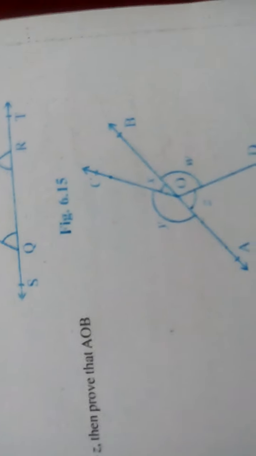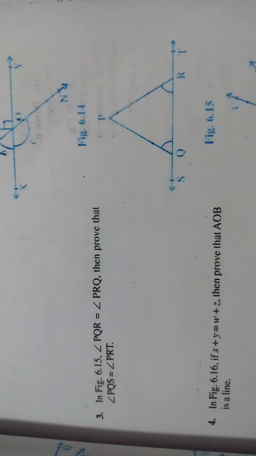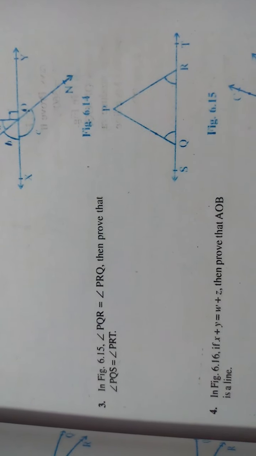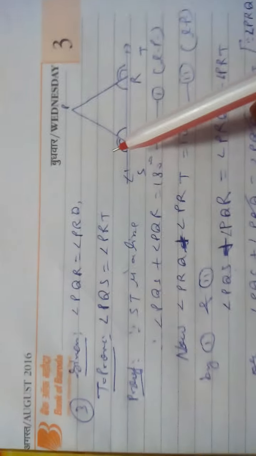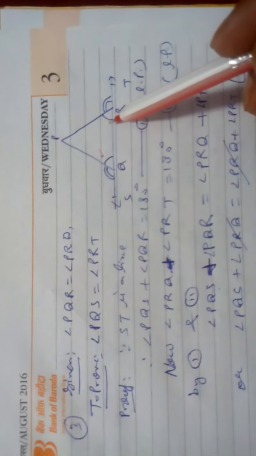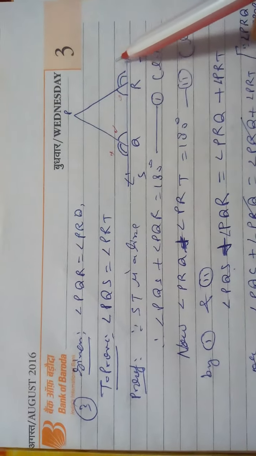Third question is given. In the figure, angle PQR is equal to angle PRQ. Prove that angle PQS is equal to angle PRT. This is the third question. Angle PQR is equal to angle PRQ, it is given. You want to prove this angle is equal to this angle.